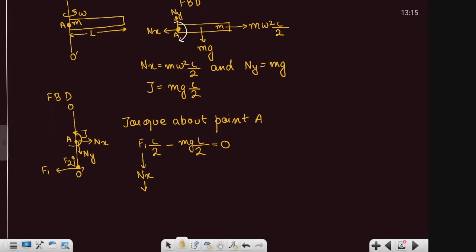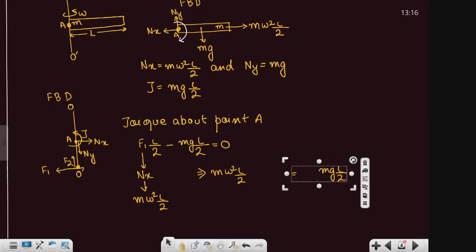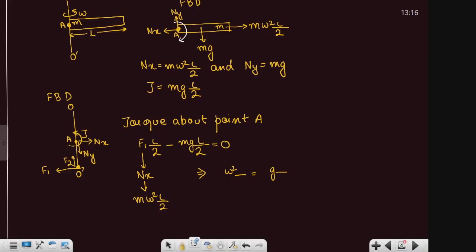Okay, so this is nothing but m omega square L by 2. So if I solve my equation, m omega square L by 2 minus mg L by 2 is equal to 0. Now if I bring this entire term to the right hand side, this will become plus, isn't it? And this 0 is getting omitted. So let's bring it closer. Now if I cancel out the m from this side, I cancel out the L from this side and this side. I can also cancel out the 2 from this side and this side. I'll get nothing but omega square is equal to g.